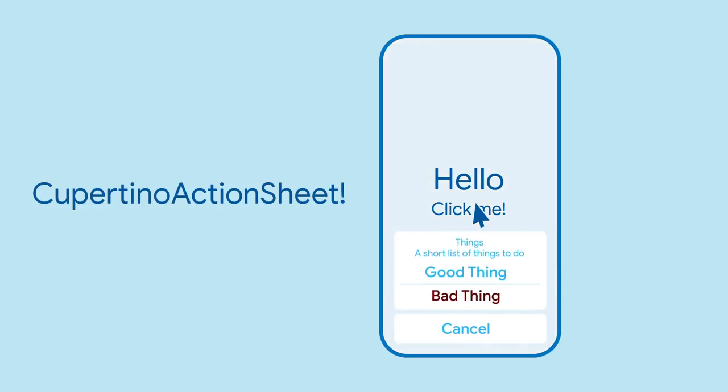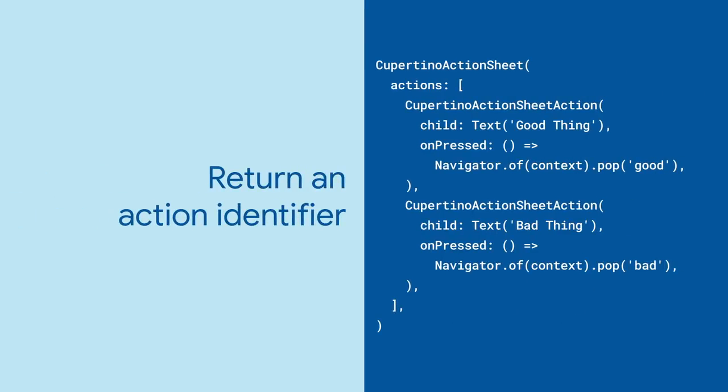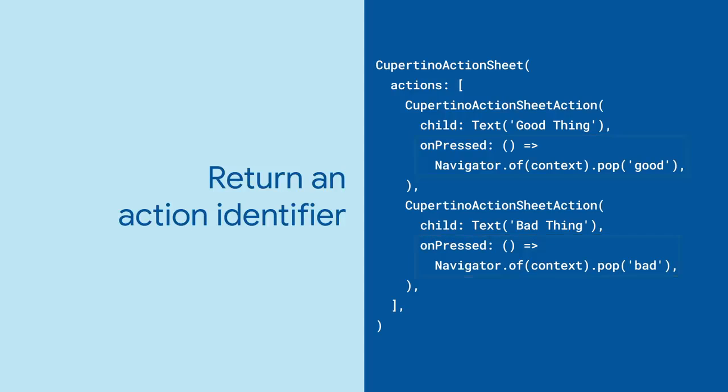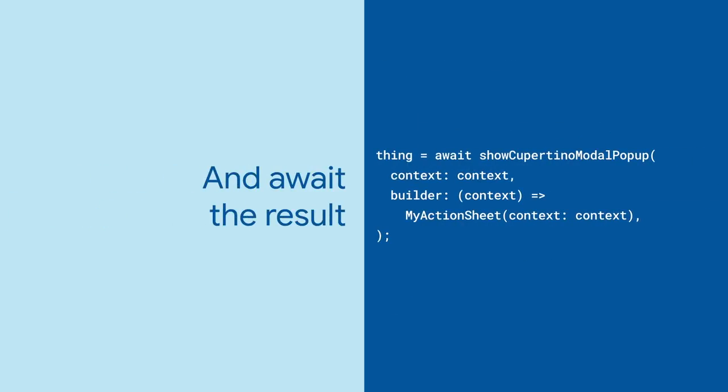But we're not quite done yet. How do we know which action a user selected? The showCupertinoModalPopup function works by pushing a new route onto the navigator. And so, given the context, we can just pop, passing back an identifier for that action. Back in our main app, we can simply await the result and do the right thing with it.